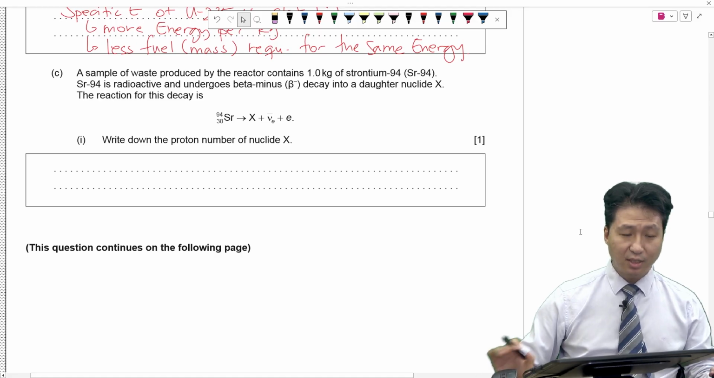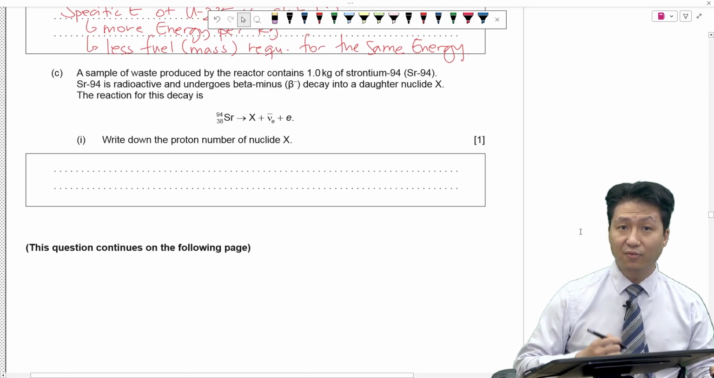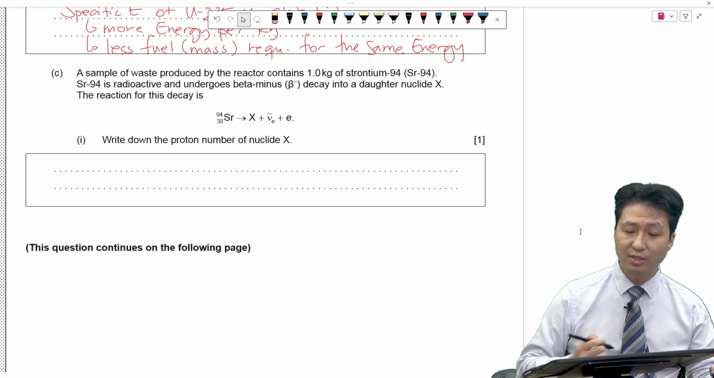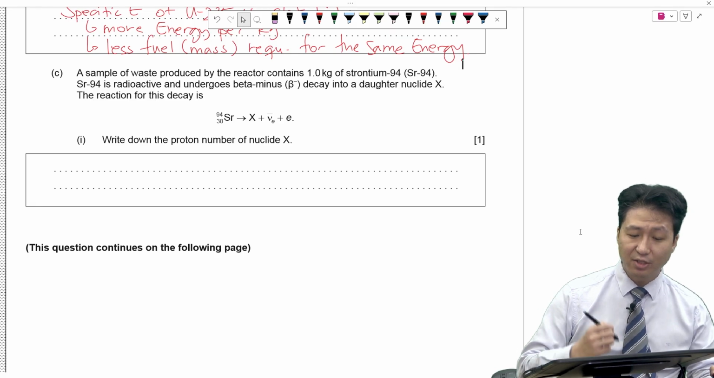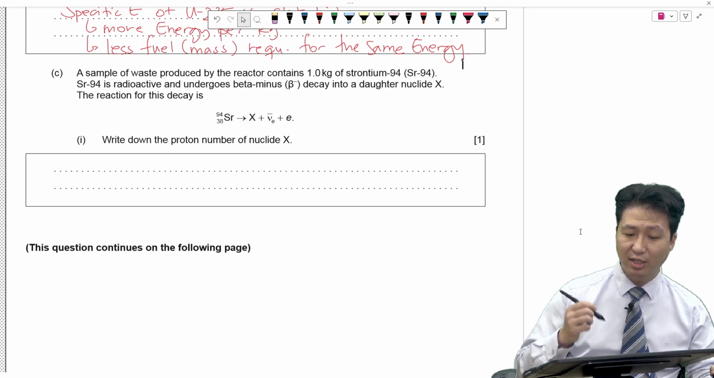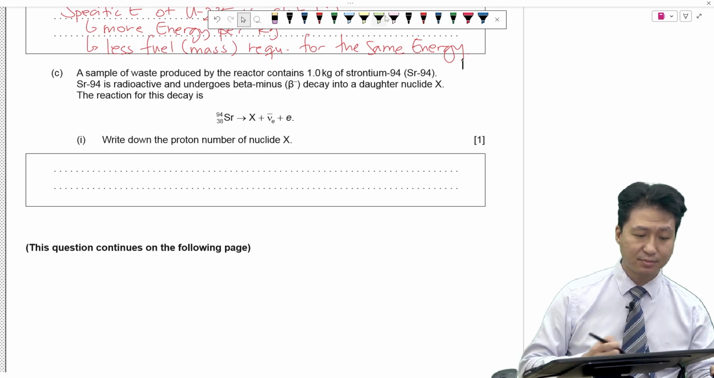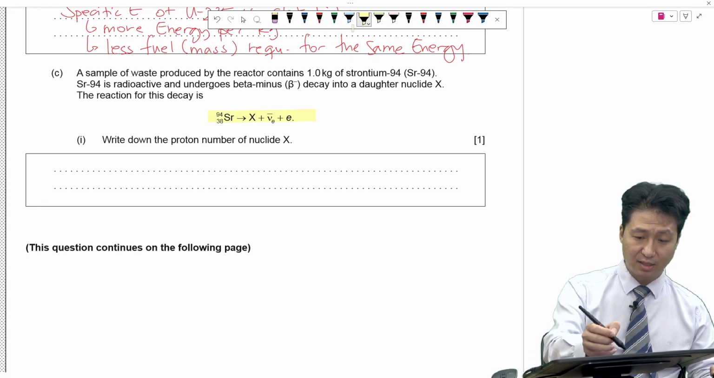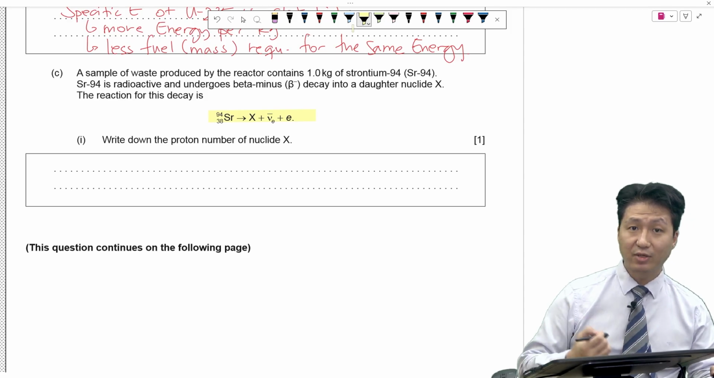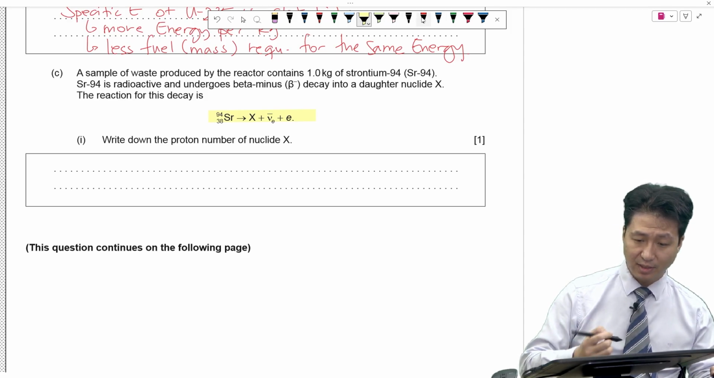Next, in part C, it says a sample of waste produced by the reactor contains 1 kilogram of strontium-94. Strontium-94 is radioactive and undergoes beta minus decay into a daughter nuclide X. The reaction for this decay is given here. Write down the proton number of the nuclide X.